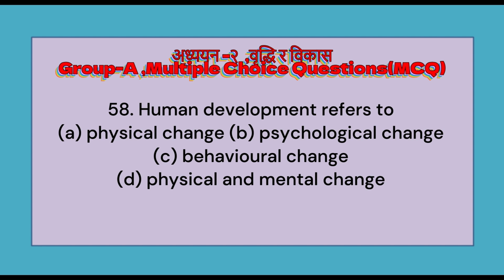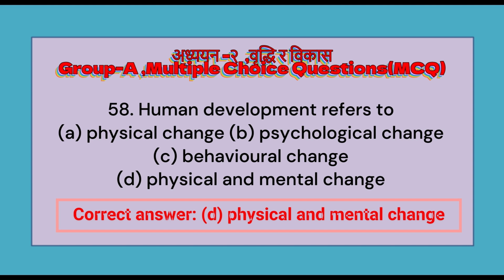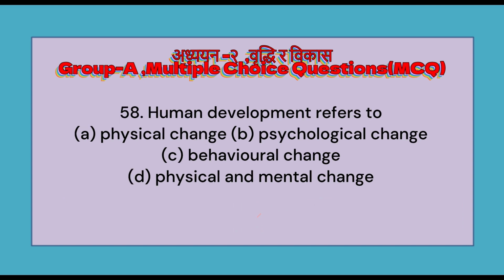58. Human development refers to: A. Physical change. B. Psychological change. C. Behavioral change. D. Physical and mental change. Correct answer: D. Physical and mental change.